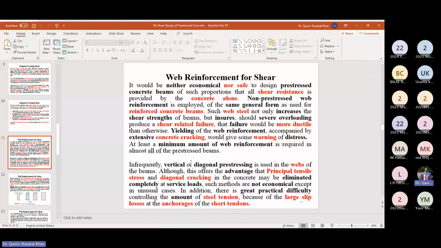So steel reinforcement is provided in the pre-stressed concrete beams as it is provided in the reinforced concrete beams, so that such web steel not only increases the shear strength of the beams, but it ensures that in case of severe overloading, it produces a more ductile shear failure. Yielding of the web reinforcement accompanied by the extensive concrete cracking would give some warning of distress.